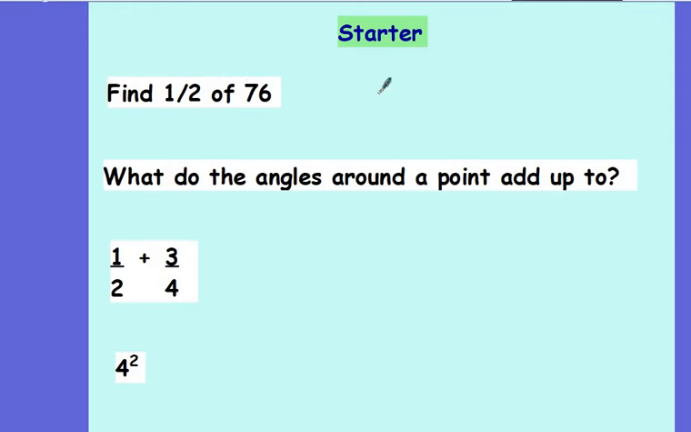Okay, so to find a half of 76, I just want to do 76 divided by 2. The number of 2's in 7 is 3, remainder 1. The number of 2's in 16 is 8. Ryan, can you tell me what do the angles around a point add up to? 360 degrees, exactly. Think of if you were spinning all the way round, you would have to spin 360 degrees.